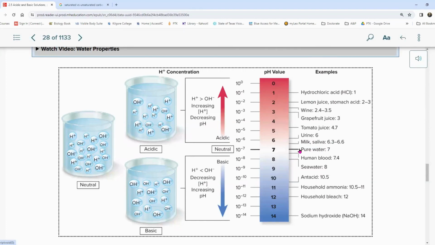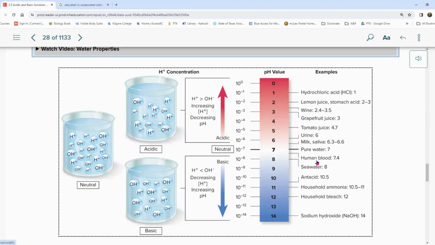That's one reason why it's almost considered kind of basic, because it's a very weak acid and a weak base. But urine has a pH of 6. Tomato juice has a pH of 4.7, which means it's getting pretty acidic. Lemon juice and our stomach acid are actually the same pH, as well as hydrochloric acid. So the closer you get to 0, the more acidic it gets, the more harmful it can be. So let's take a look at our base scale.